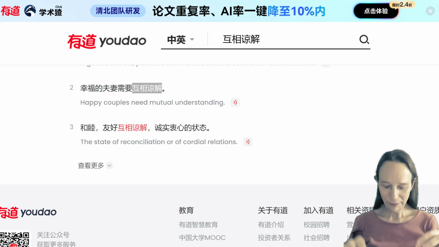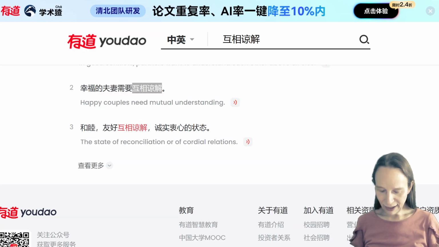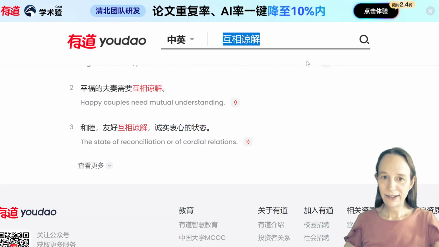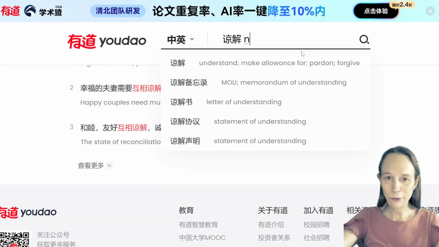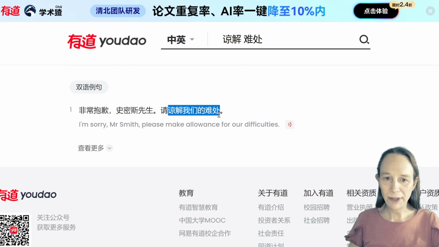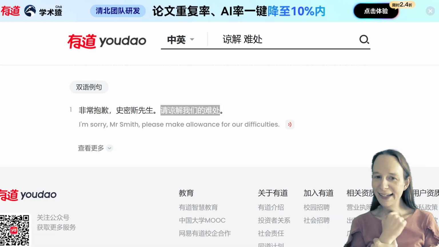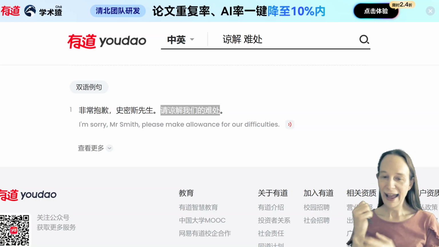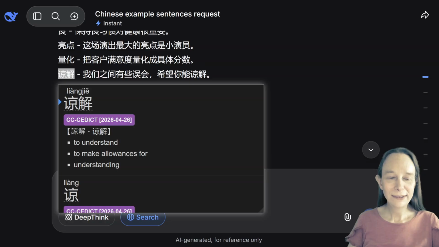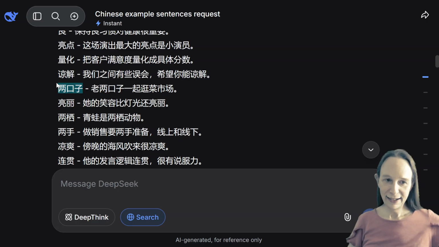This is a good one. Between husband and wife. That's a good one. Yeah. 你能谅解我的难处，我很高兴。Okay. So you can understand someone's 难处，谅解难处，请谅解我们的难处。So please understand my difficulties, our difficulties. Yeah, 谅解难处. So yeah, that's another good example. All right. Okay, let us continue.